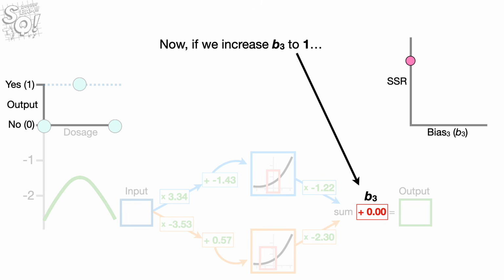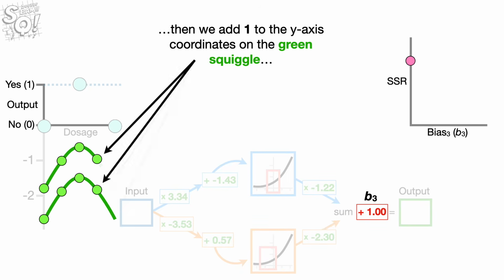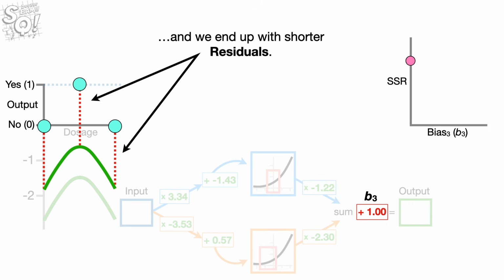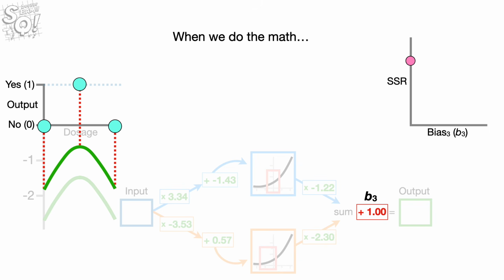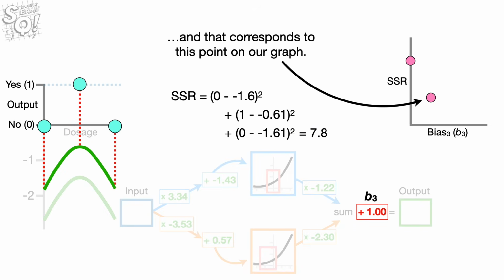Now, if we increase B sub 3 to 1, then we would add 1 to the y-axis coordinates on the green squiggle and shift the green squiggle up 1. And we end up with shorter residuals. When we do the math, the sum of the squared residuals equals 7.8. And that corresponds to this point on our graph.